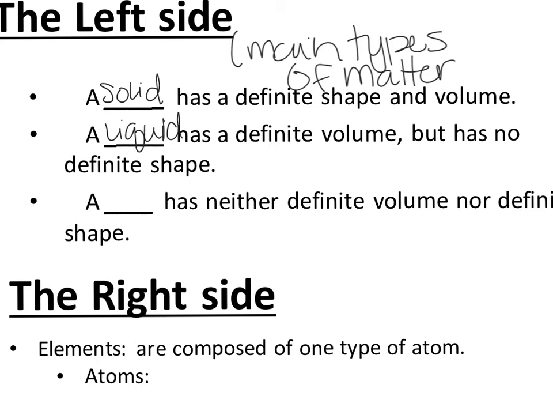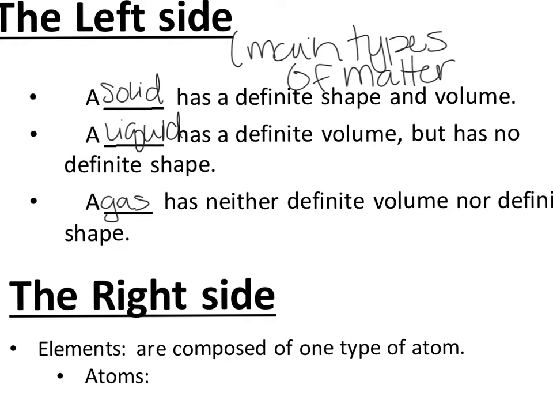Now gases are the last type that we're going to talk about. Gases have neither a definite volume nor a definite shape. So it's always contingent upon what's going on around it. Volume changes with the pressure of the gas, and volume changes based upon the temperature of the gas. That's really what we're talking about. Additionally, on the left-hand side, we have our elements and our compounds, which we already talked about.